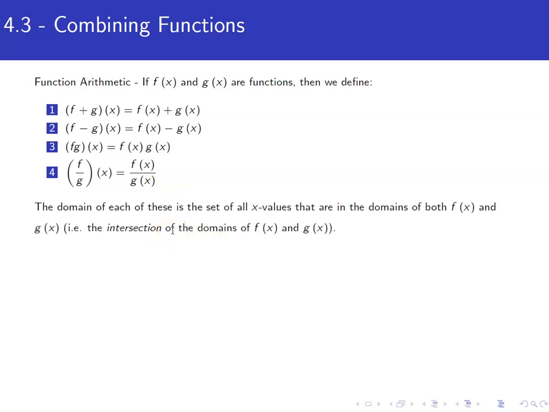So when we talk about the domain of each of these functions, we have to make sure that the x value can go both into f and into g. So the x value has to be in the domains of both of them, and we refer to this as the intersection of the domains of f and g. So the intersection of two sets just means the set of everything that's in both sets at the same time.